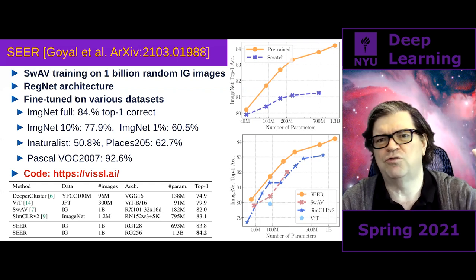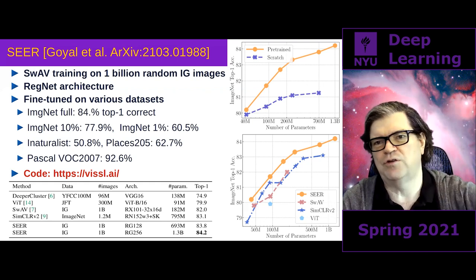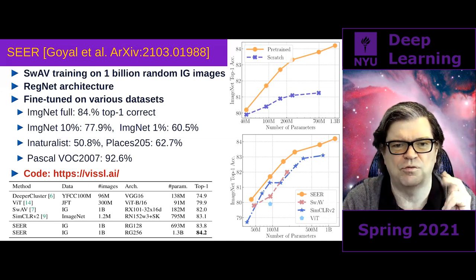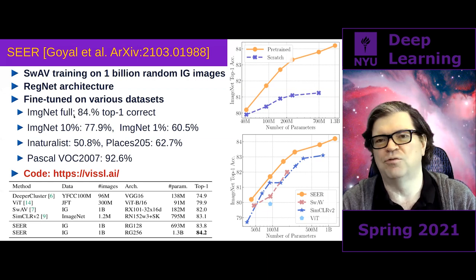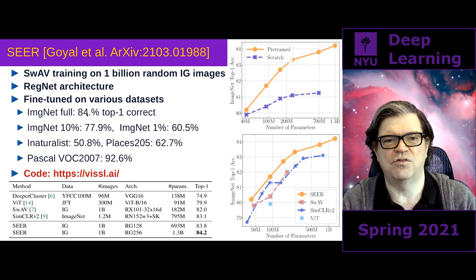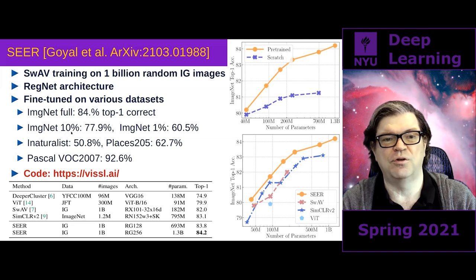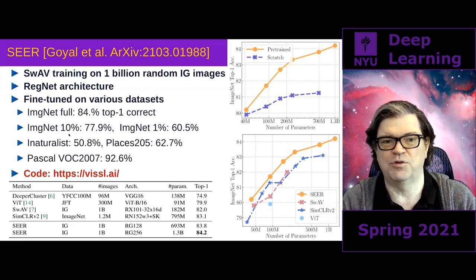There are two modes: one in which you just train the classifier, and one in which you fine-tune the entire network. I think those are numbers for fine-tuning the entire network. And you can get 84% correct on ImageNet when you train on the full ImageNet supervised. This is the top-one correct number. And it's still about 78% when you only use 10% of ImageNet labeled samples, and still about 60% when you use only 1%.